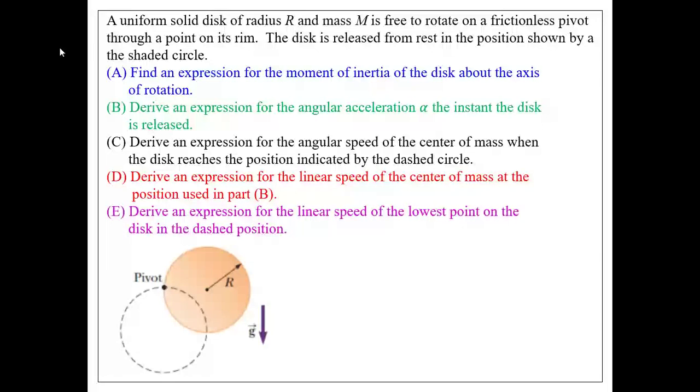In this particular video, we have a uniform solid disk that is pivoted here in the diagram at the very top edge, and then it's just going to let the disk fall naturally. It wants us to find all these different parts, A, B, C, D, and E. If you need to pause it, read it. Otherwise, let's get cracking.